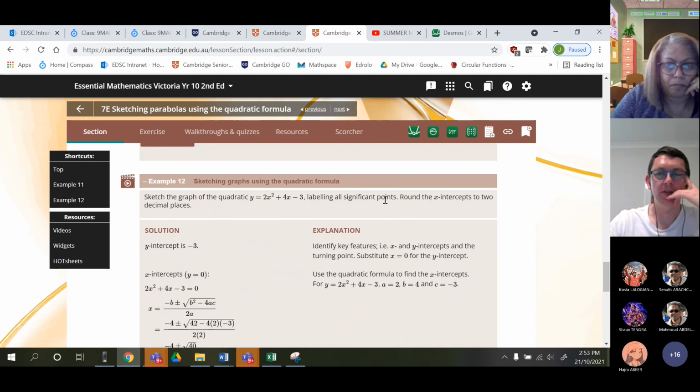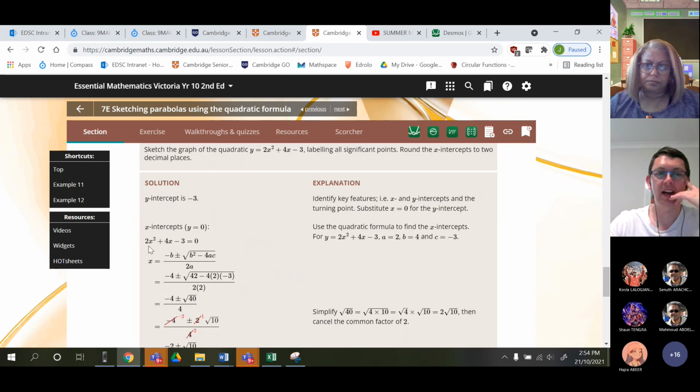Label all significant points: x-intercepts, y-intercepts, turning points. Round the x-intercepts to 2 decimal places. So you need to use a CAS. I tend to keep them exact. We know the y-intercept is negative 3. Okay, x-intercepts, I'm going to use the quadratic formula. So we literally have a is 2, b is 4, c is negative 3.